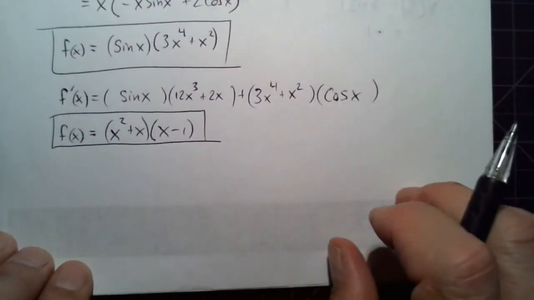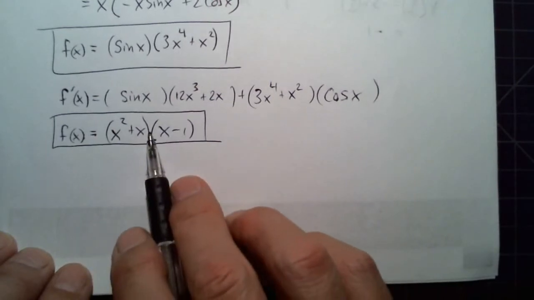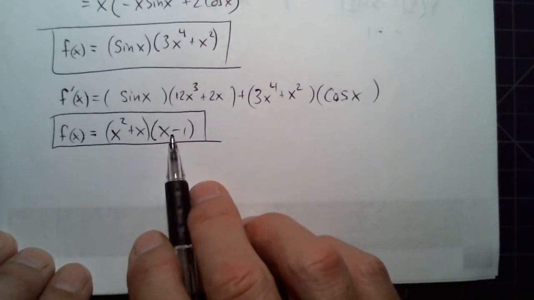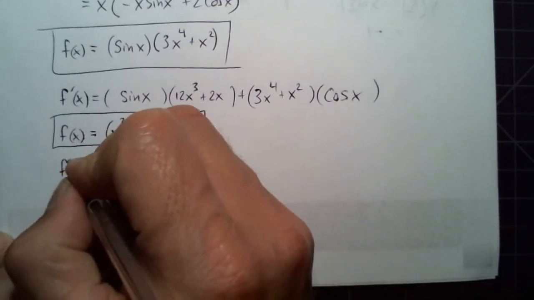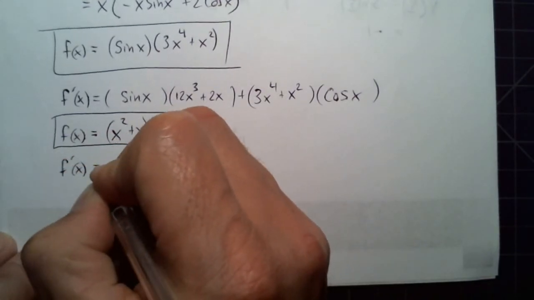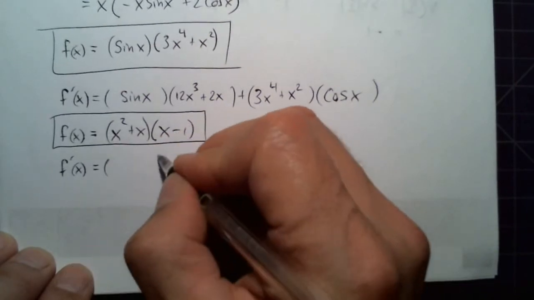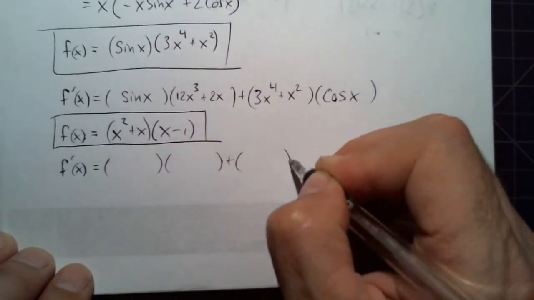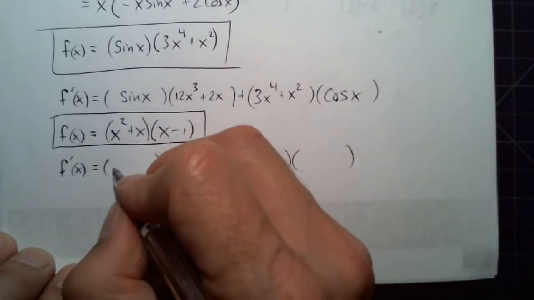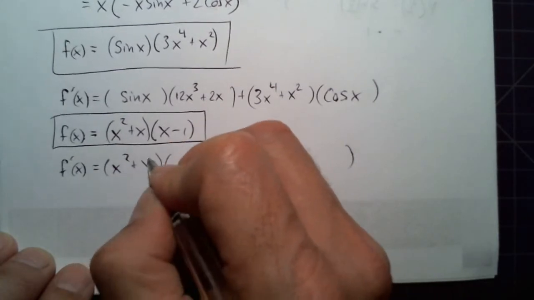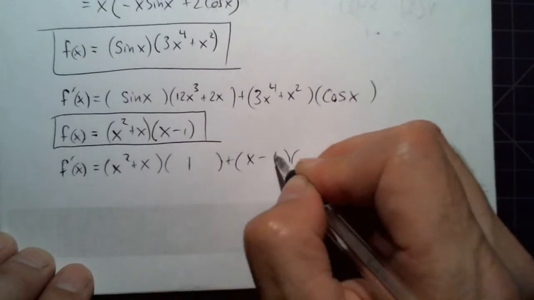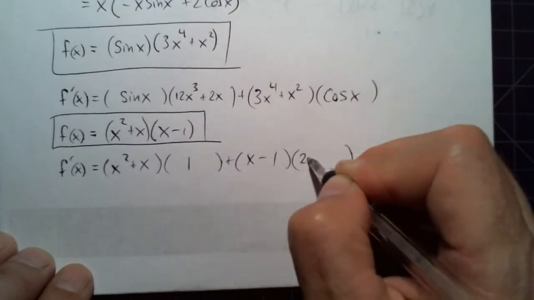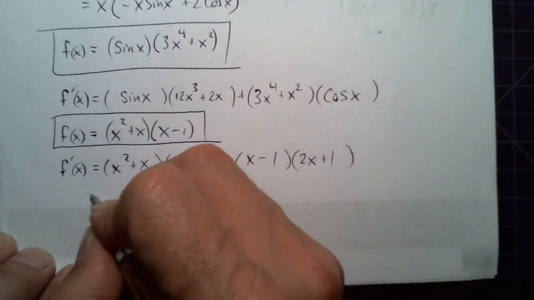And here we have two factors. There's a product of two factors, so pause the video and try that one. And that'll be 1 d2 plus 2 d1.